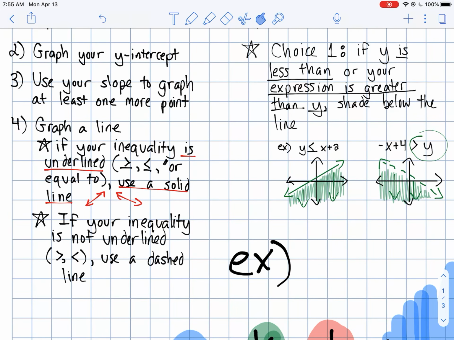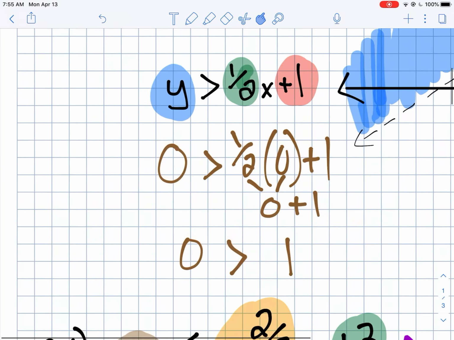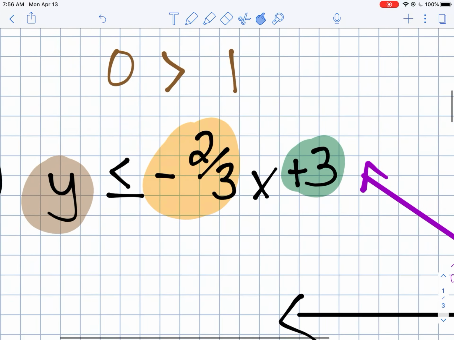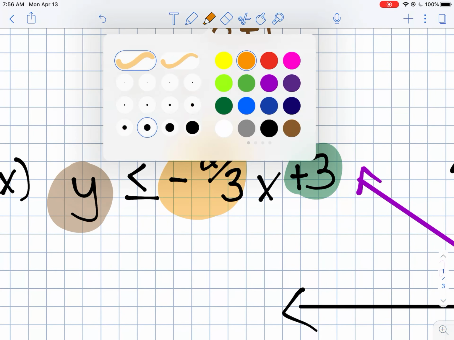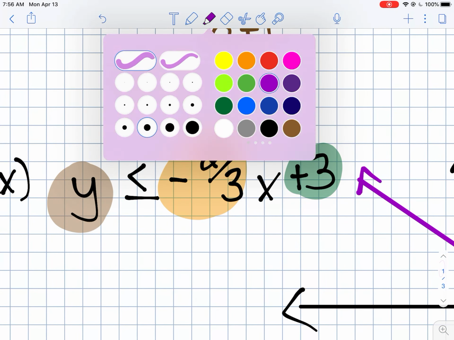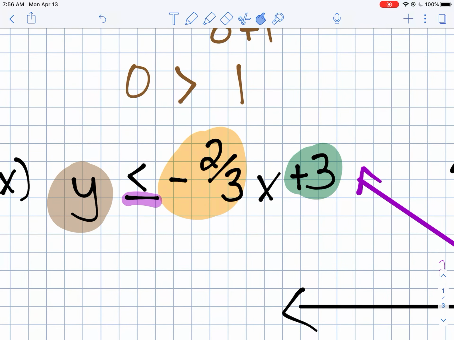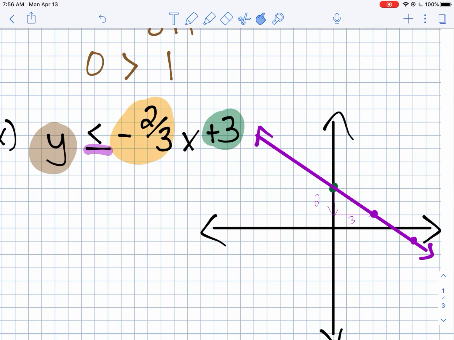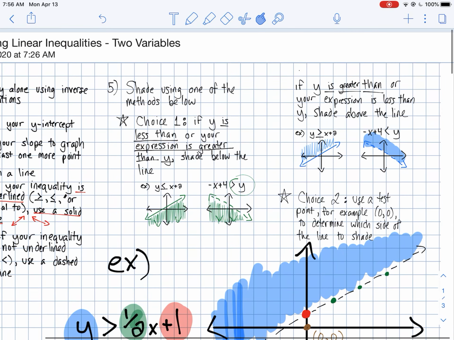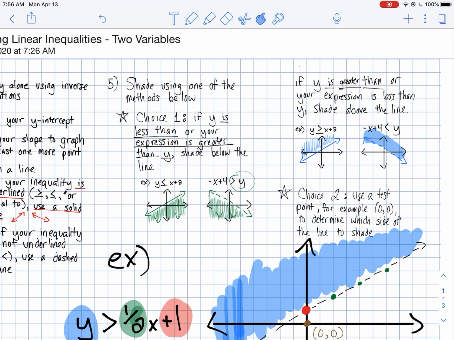Now for my fourth step, which I kind of jumped to, I'm going to graph a line. And if my inequality is underlined, I use a solid line. If not, I use a dashed line. In this case, y is less than or equal to. You notice that it is underlined here. Since it is underlined, I went with a solid line, and I just graphed it just like so. And now I am almost done. I am really close to being done.